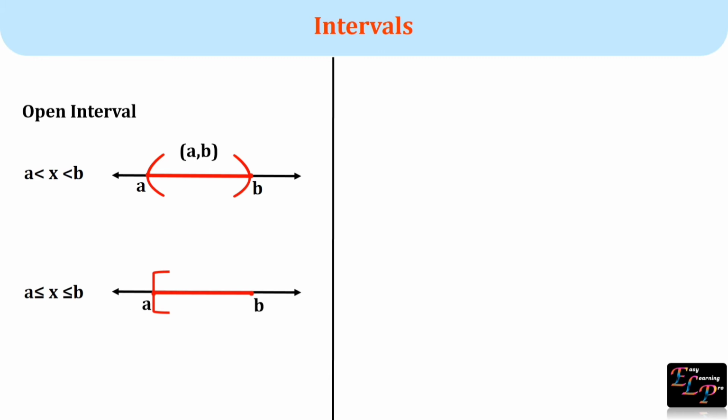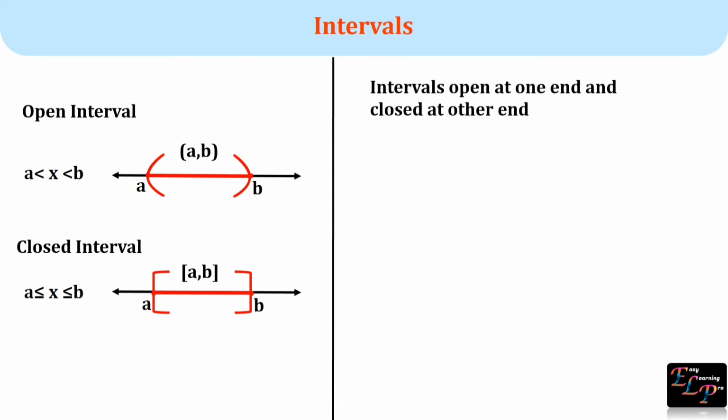Similarly, x is less than or equal to b, so point b must be included, so we represent it with square braces. And the interval is written as a and b within square braces. This is called a closed interval. Curved braces represent end points are not included, and square braces represent end points are included.